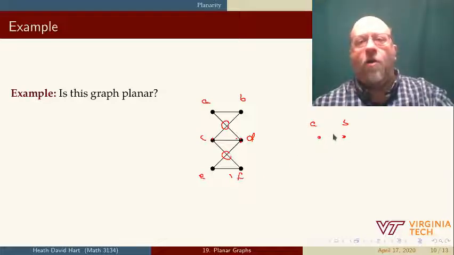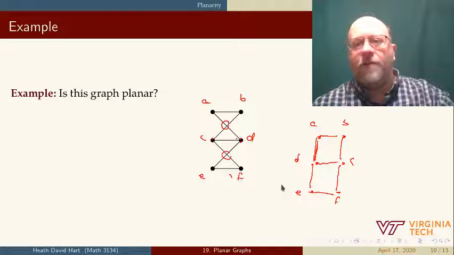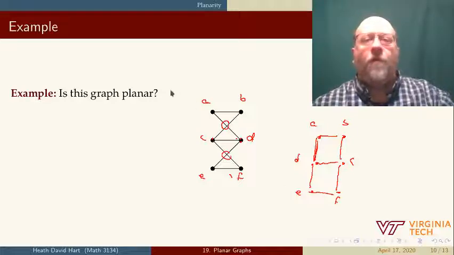leave A, B where they are, take C and D and switch them, then the edge that goes from B to C now goes straight down instead of across. The edge from A to D goes straight down instead of across. And then leave E, F back in their original positions. So there's an edge from E to F, an edge from E to D, but that's now straight up, an edge from F to C, but that's now straight up. I don't have any intersections, and so this graph is planar.